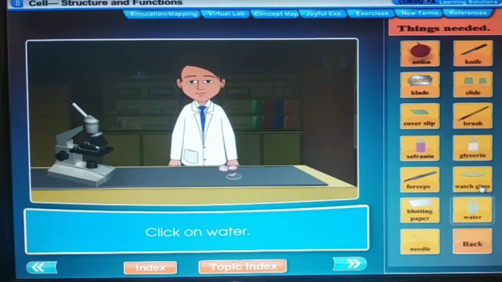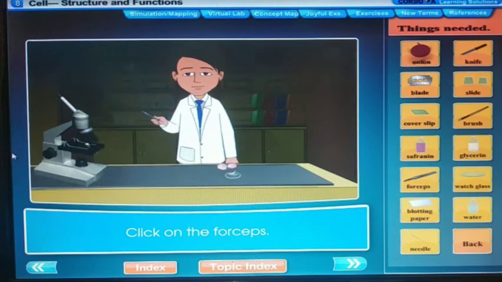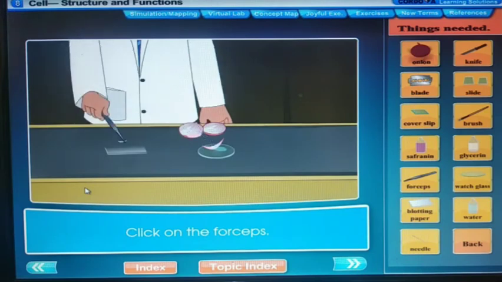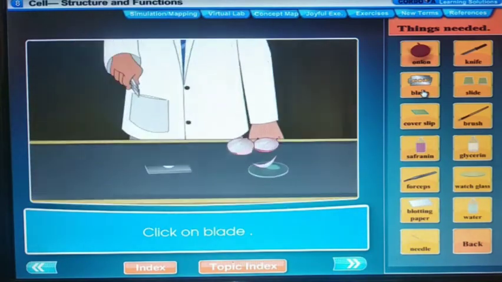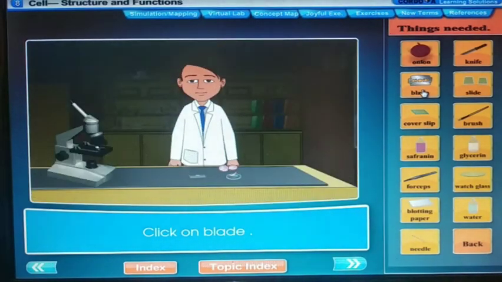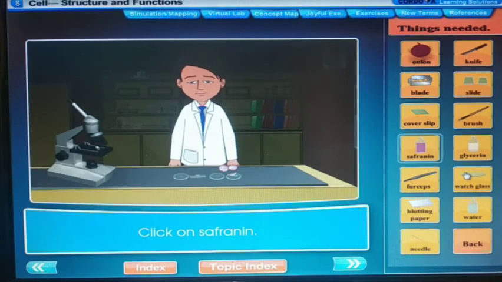Click on water to submerge the onion piece in water. Click on the forceps to remove epithelial membrane from the onion. Click on the blade to cut the peel into a square or rectangular shape again. Now, there are two more watch glasses, one for safranin and one for distilled water.